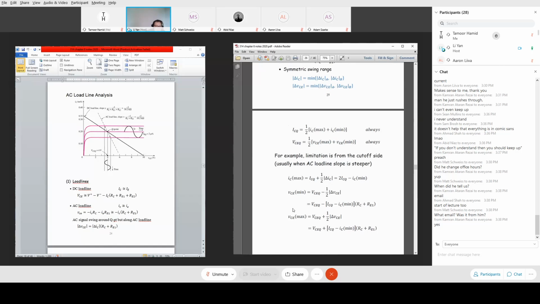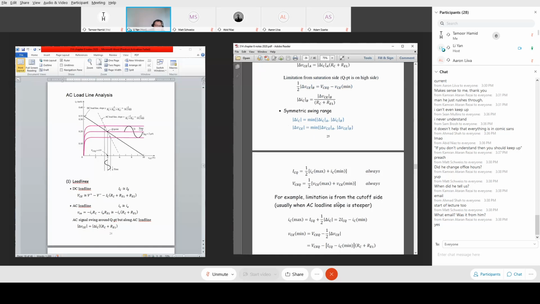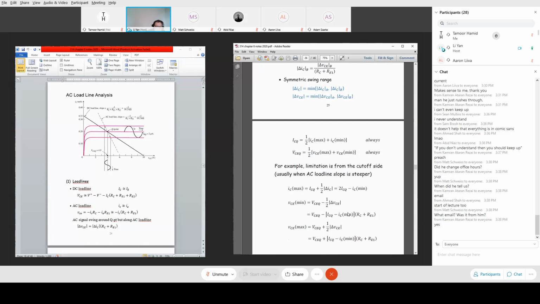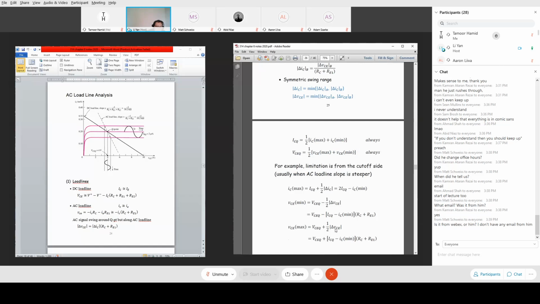Then you can calculate the VCE. The minimum VCE is VCEQ minus the half swing of VCE. And that swing we can calculate by this formula: the swing of current multiplied by the resistance RC plus RE. So replace the voltage swing by the current swing, which is this amount, and multiply by the resistance; that tells me how much VCEQ can swing to the left. How much you can swing to the right, then instead of subtracting this amount, I add this amount. So the second expression is identical, except the sign changes from minus to plus.